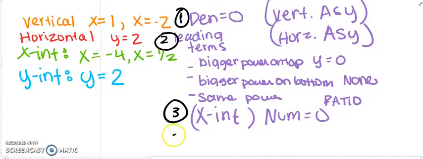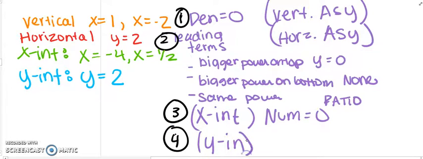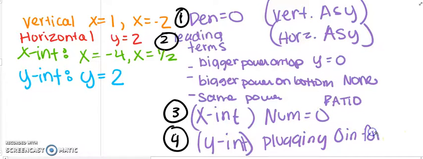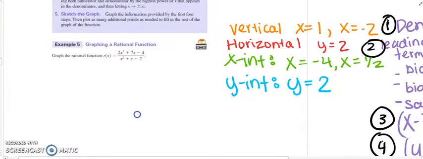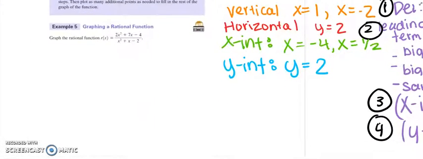And then the fourth thing you'll want to do is find the y-intercept. And I fully expect you to know how to find all of these. Find the y-intercept by, sorry, plugging 0 in for x. Remember, plug 0 in for x, you get y; plug 0 in for y, you get x. Okay, so those are the 4 things we did. That's the 4 things you should do on every rational function. And now we're going to graph it.